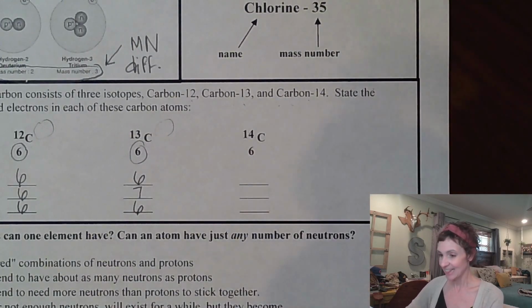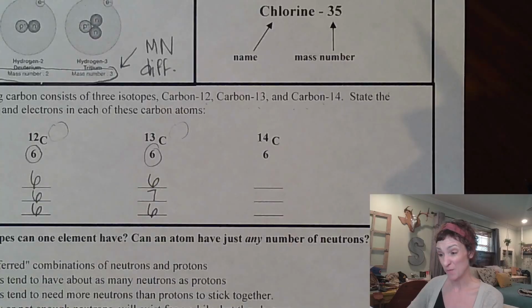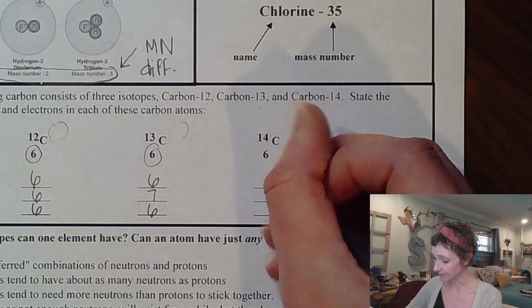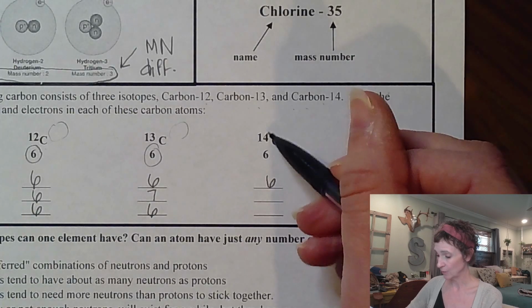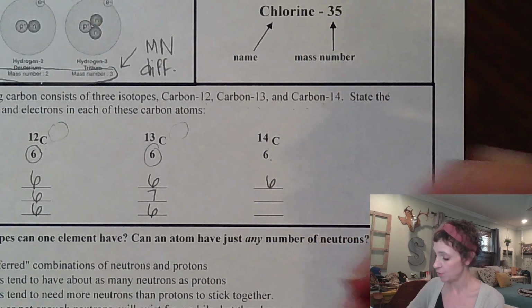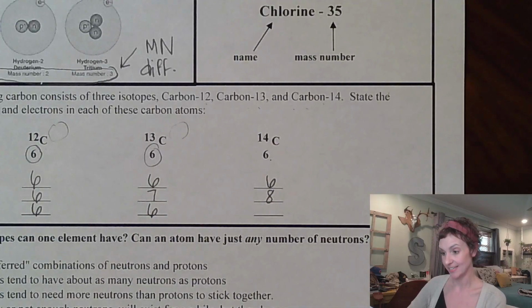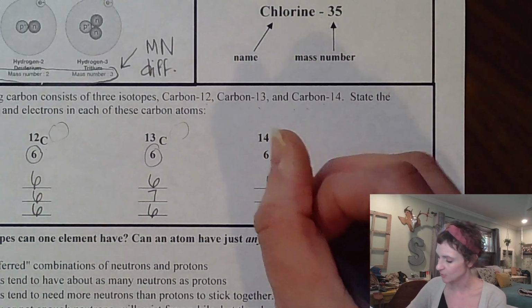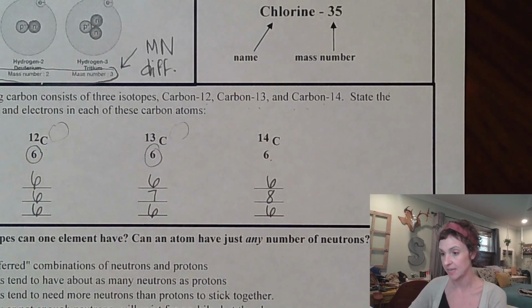Amazing. Okay, last isotope of carbon: I have carbon 14 and still got 6 protons because he is carbon. 14 minus 6 will give you 8 neutrons on this guy. And then he is still neutral, so that means that the number of protons equals the number of electrons, so I'm still dealing with 6 electrons.